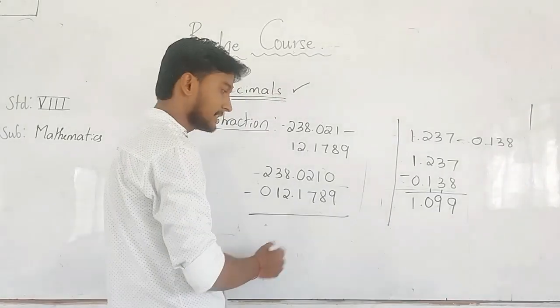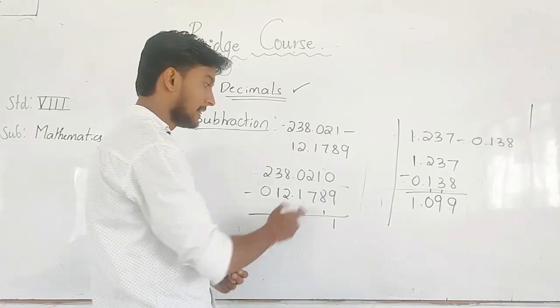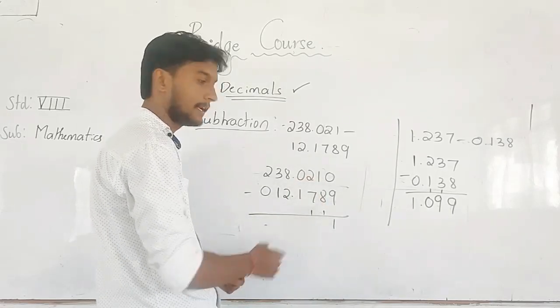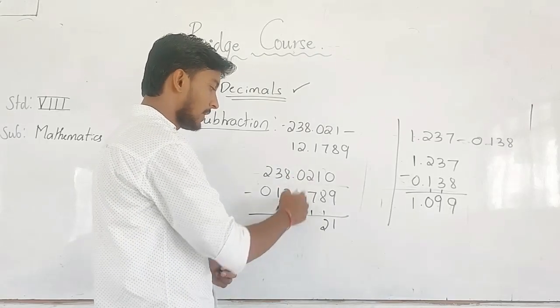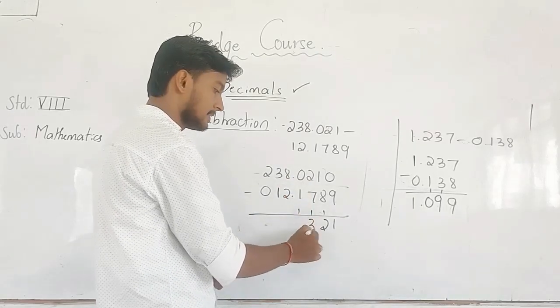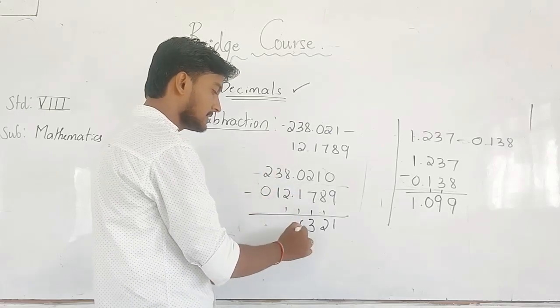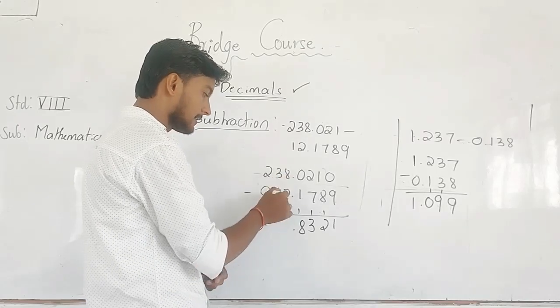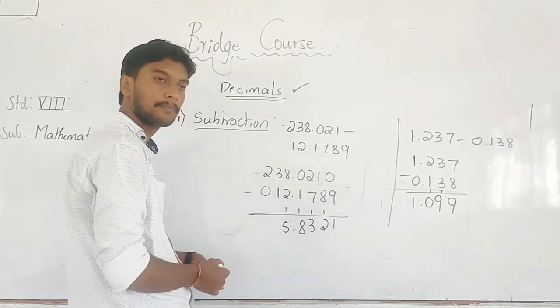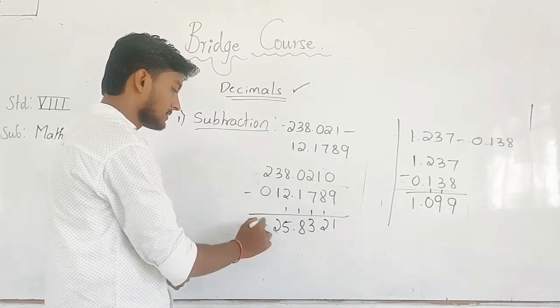And if you subtract these, 10 minus 9 is 1. And 11 minus 9 is 2. And next, 12 minus 9 is 3. Next, 10 minus 2 is 8. Decimal point is there for decimal point. 8 minus 3 is 5. 3 minus 1 is 2. And 2 minus 0 is 2.